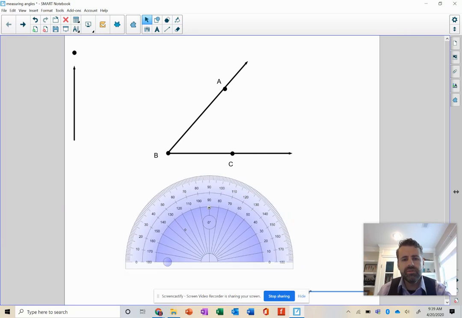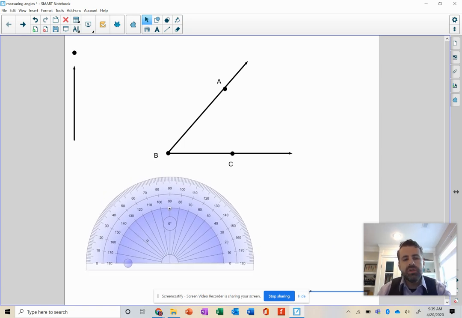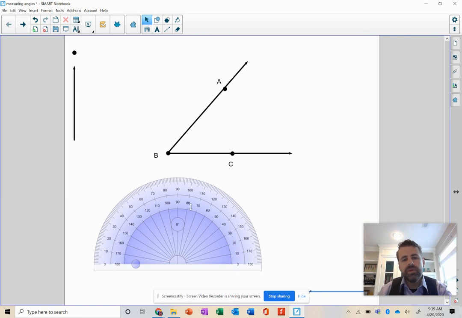Now, you should have received one in your packet that I sent home. It was a while ago now, but you should have received one. Yours is probably orange, or a couple of you got different colors, but it should look something like this, although yours will be hollow on the inside. They'll be cut out right there. This protractor is a tool that we can use to both measure angles and to draw angles. And so we're going to learn how to do those two things this morning.